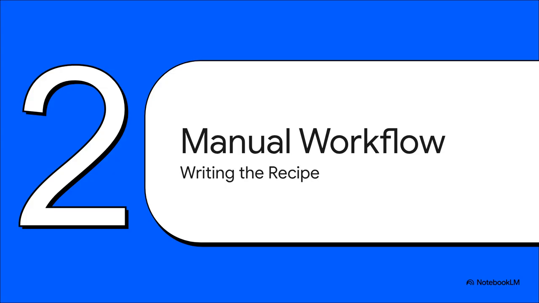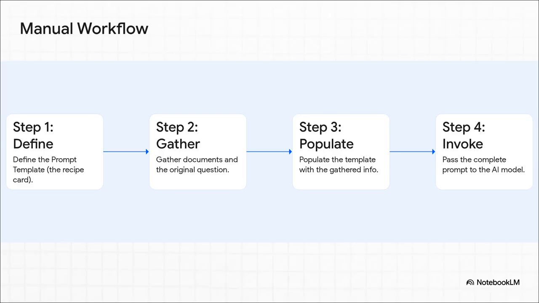Okay, so how do we actually fill this thing out? Let's start by walking through the manual way, like we're doing it by hand. This manual process is basically 4 steps. First, you write out the recipe card, that's our prompt template. Second, you gather your ingredients, the docs and the question. Third, you fill out the card. And finally, step 4, you hand it over to the chef. You pass it to the AI model.